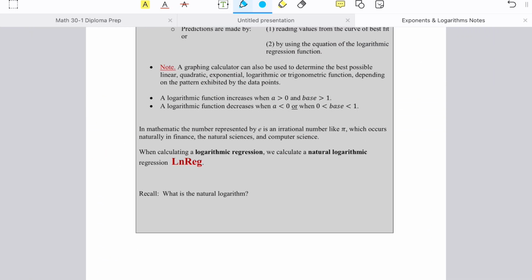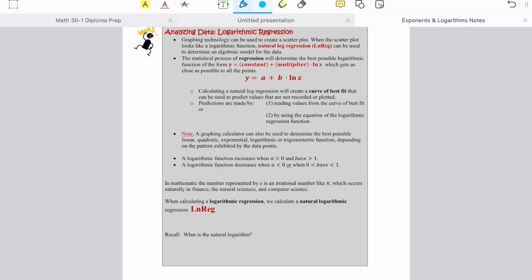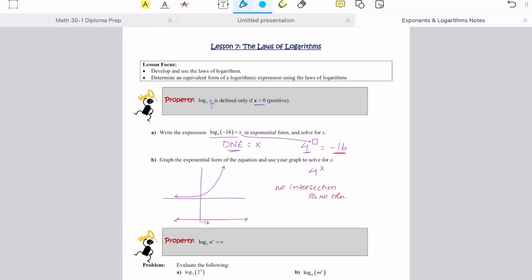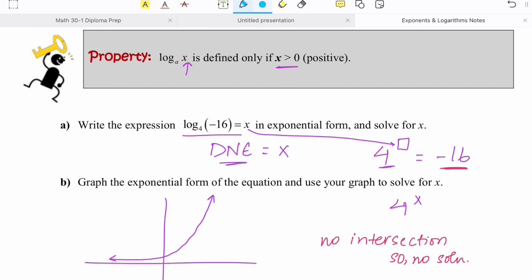Okay, I'm not going to talk about log regression. I haven't included any of the regression questions in your exam as well, so you can skip that. Now, just remember your x needs to be always positive. If it's negative, it does not exist.